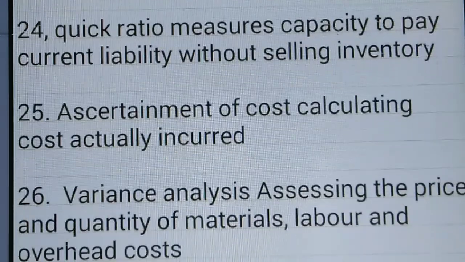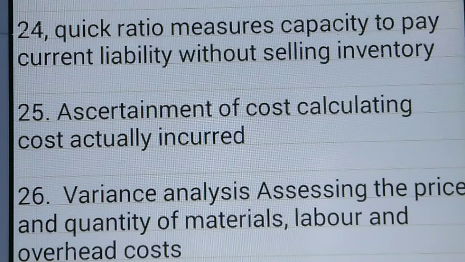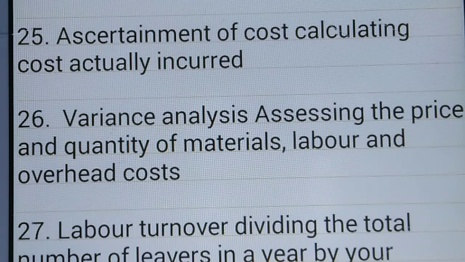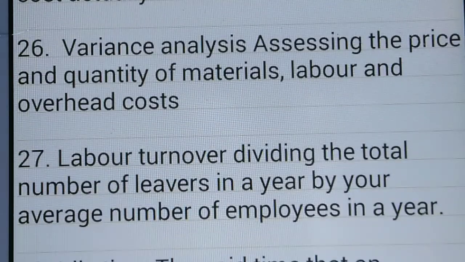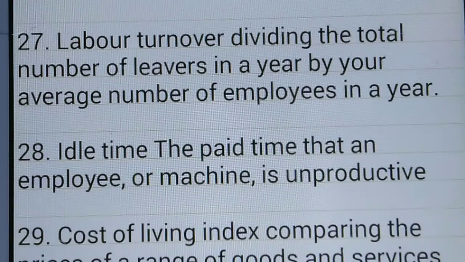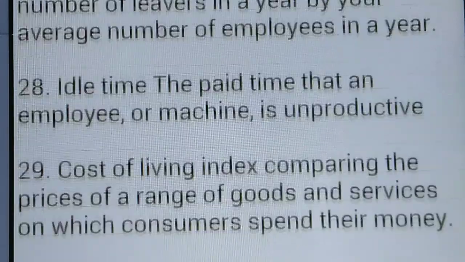Quick ratio measures the capacity to pay current liability without selling inventory. Ascertainment of cost, calculating cost actually incurred. Variance analysis, assessing the price and quantity of materials, labor and overhead costs. Labor turnover, dividing the total number of leavers in a year by your average number of employees in a year.